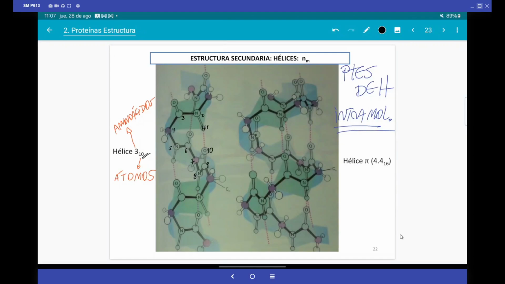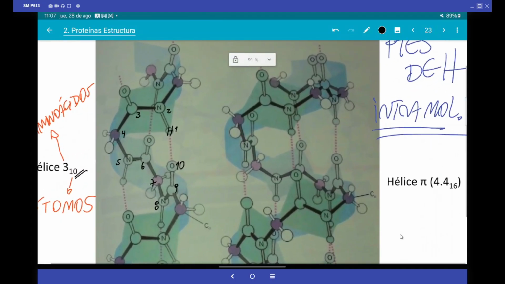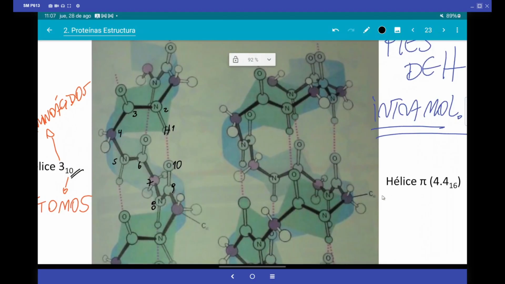Well, the last thing we had seen was the secondary structure of the helix type, which is a regular folding mediated by hydrogen bridges. Question: how can we give a rational interpretation to this helix pi, 4.4 and 16? Well, the 16 is easy to understand. The 16 means exactly that there are 16 atoms.